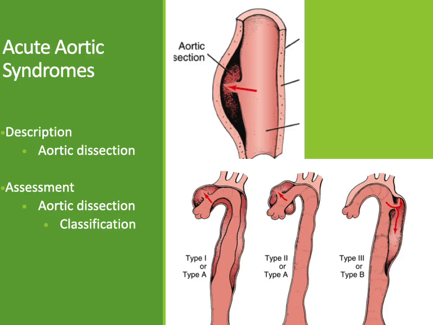So you can see that you won't get perfusion to those vessels in an ascending aortic dissection, and that would be your carotids, your coronary perfusions decreased. So those patients have a high risk of mortality.